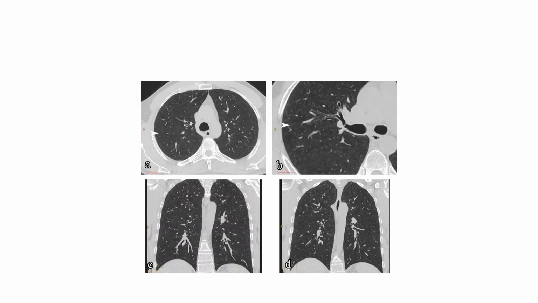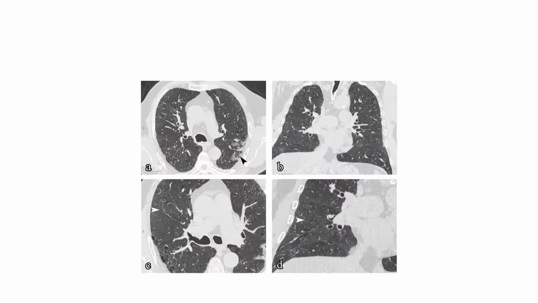Okay, this set of HRCT images are the images of RBILD. See, we see fine centrilobular nodules distributed throughout the lung parenchyma, right? So these are the features of RBILD, quite non-specific.